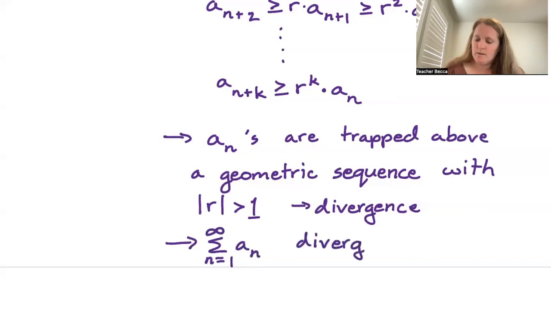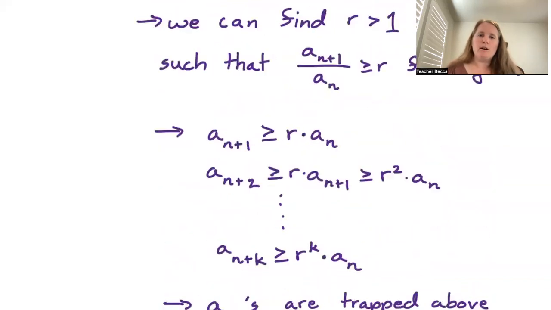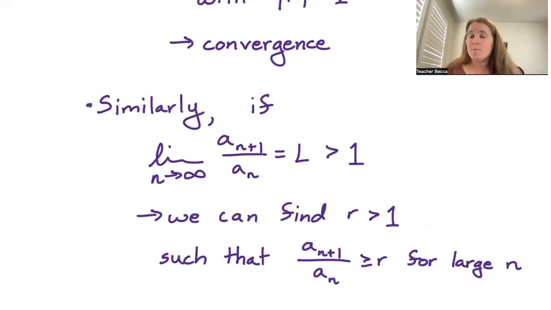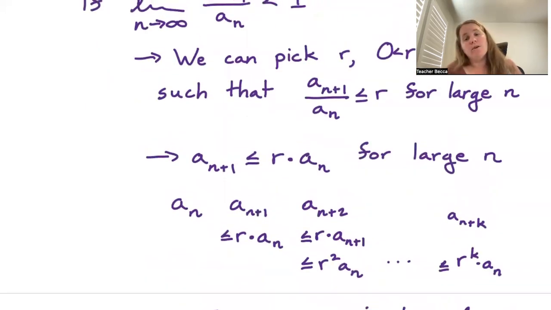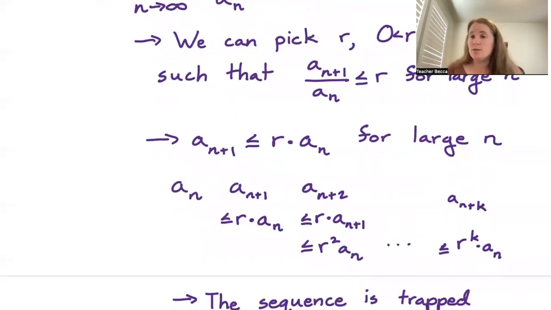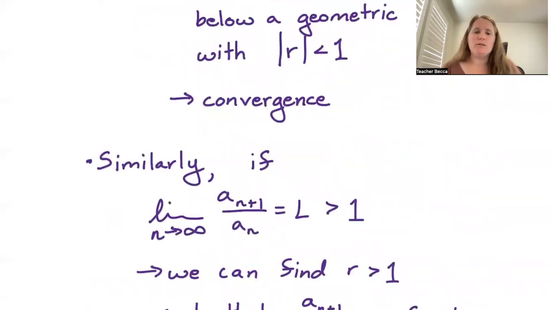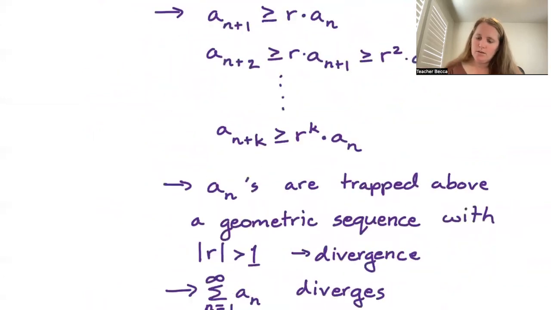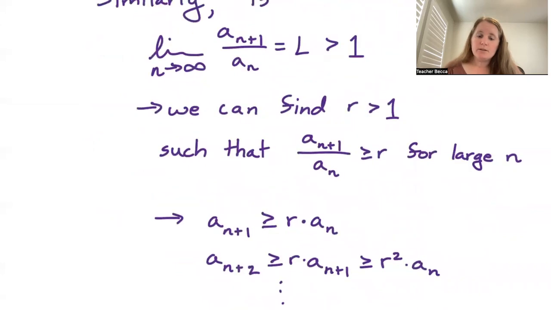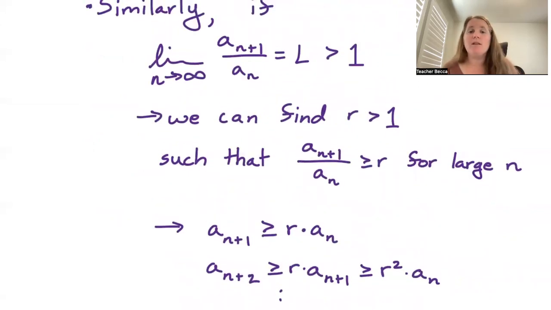Right? So essentially, this ratio rule shows that the series behaves like a geometric series. So if that ratio limits at something less than 1, it behaves like a geometric series with r less than 1, between 0 and 1. And if that ratio goes to something larger than 1, it behaves like a geometric series with r larger than 1. So that is sort of the idea behind the ratio test. In the next video, we will go ahead and actually apply the ratio test.